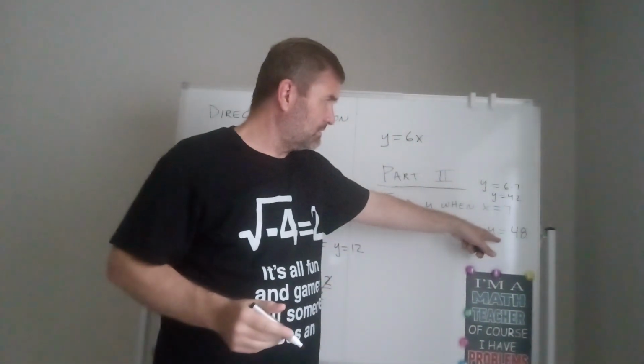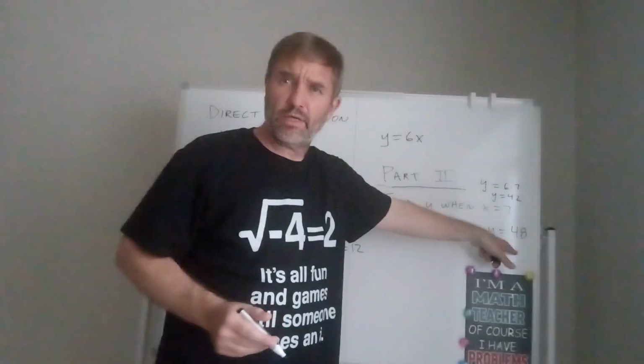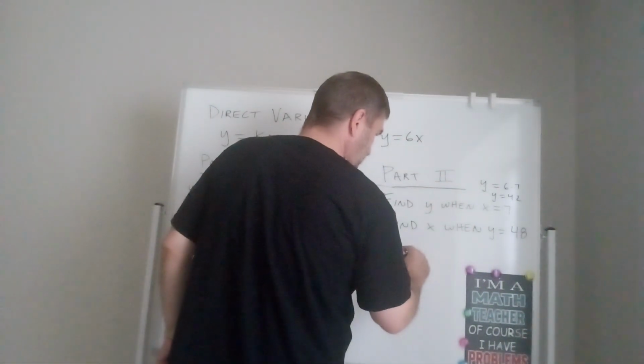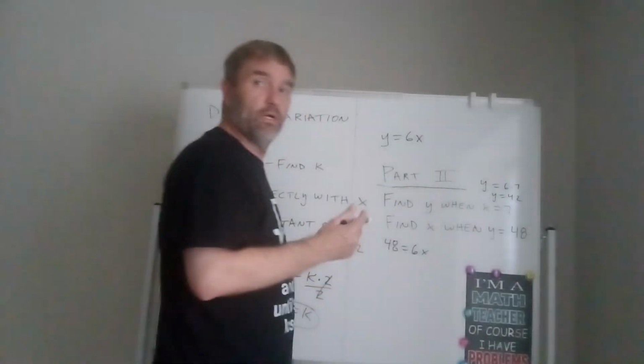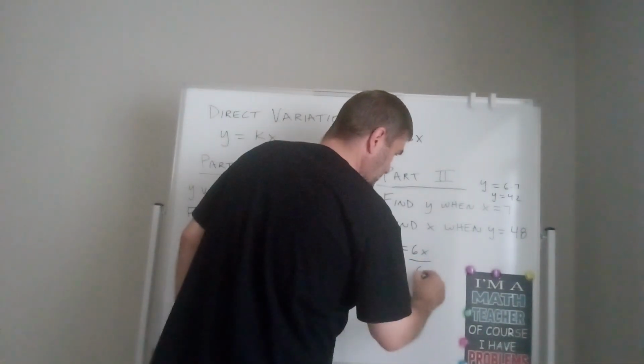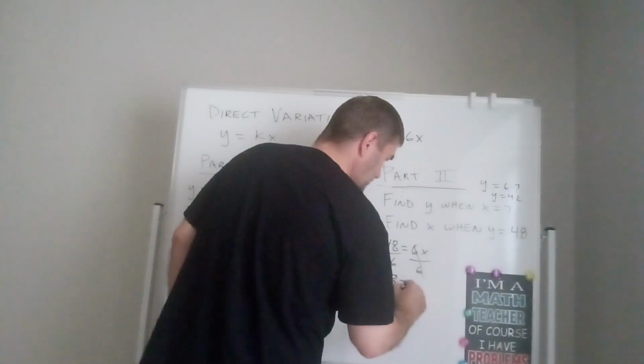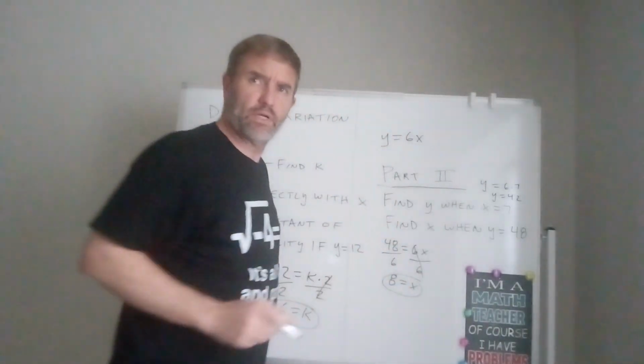Now down here, we're going backwards. We're saying y is 48. So what you're going to do, again, is substitute 48 for y, and you have 48 equals 6x. Now, instead of multiplying, we're going to divide over 6. 48 over 6 is 8. So you get 8 equals x. And that's how they do direct variation.